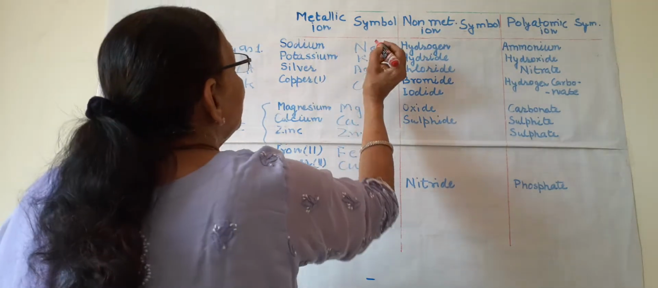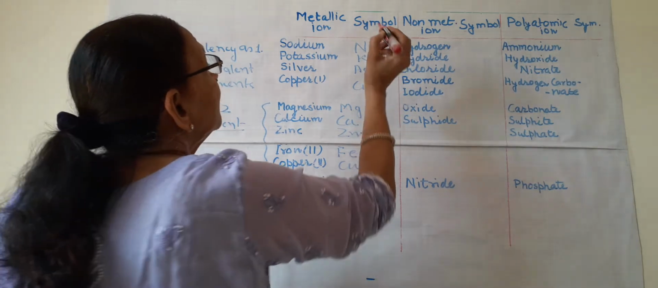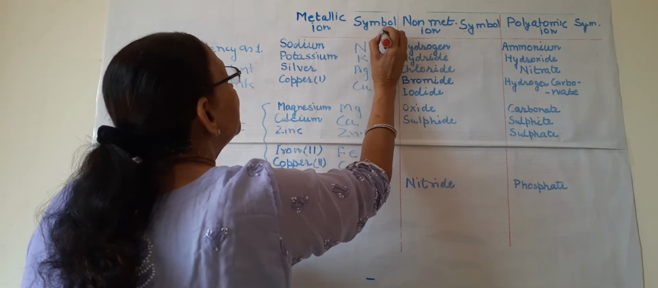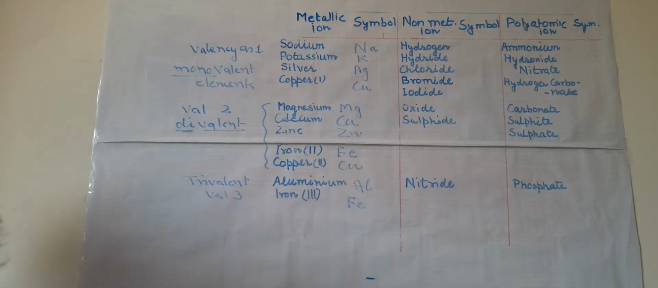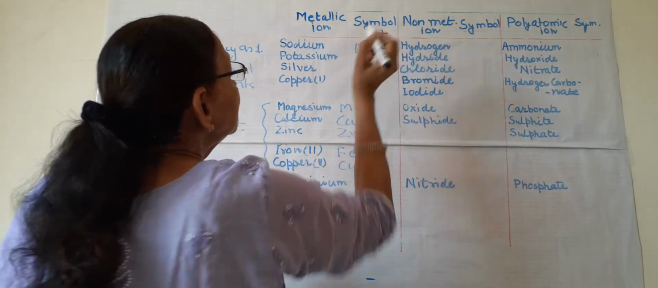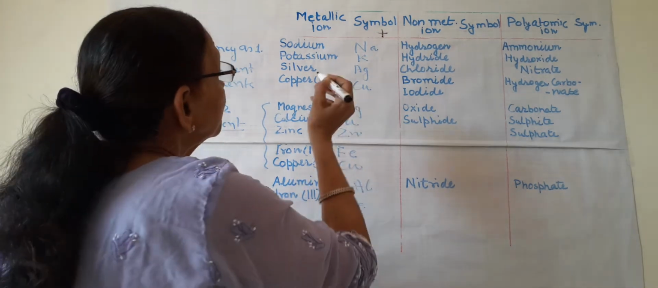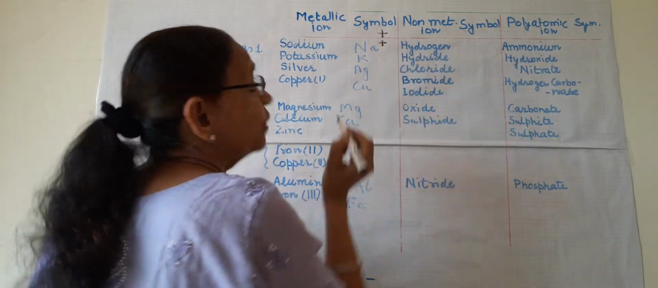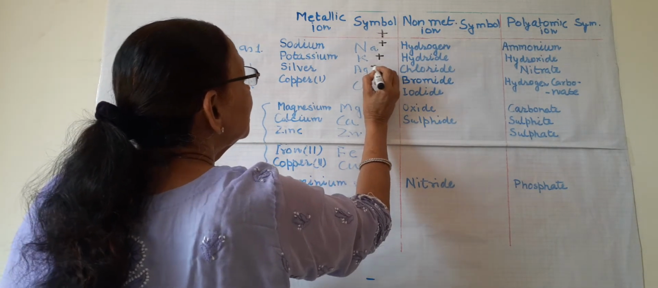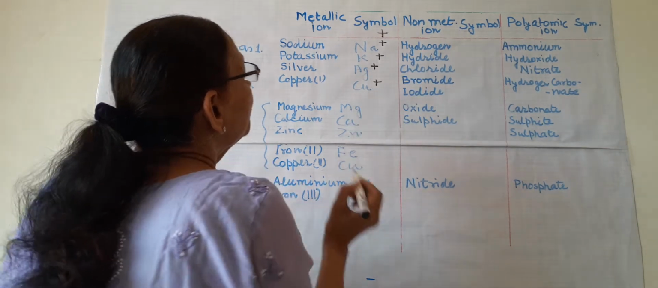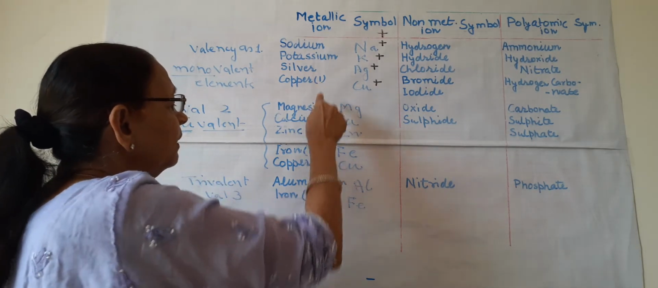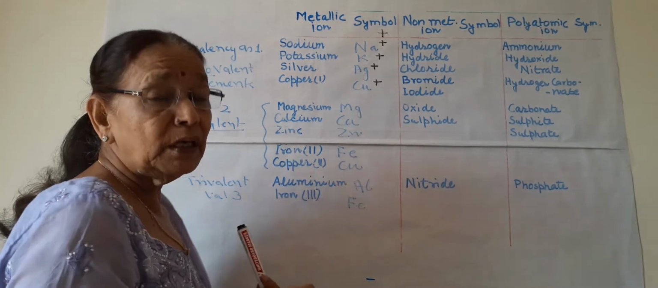Now the valency. All the metallic ions have a plus charge, because they make cations. All the metals form cations, so they have plus charge. So sodium has 1 plus charge, that is single valency, monovalent. Potassium also 1 plus, silver also 1 plus, copper also 1 plus. You have seen we have 2 coppers. This is Roman numeral 1, and this is Roman numeral 2.